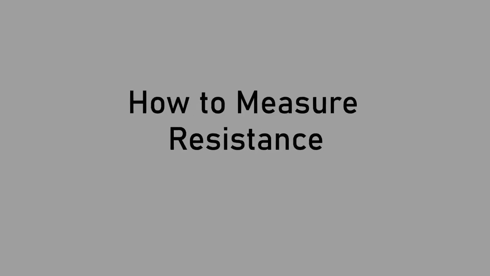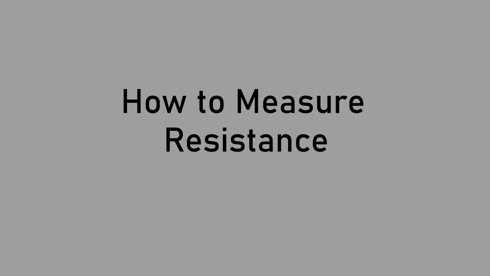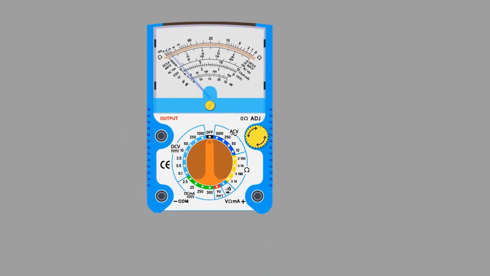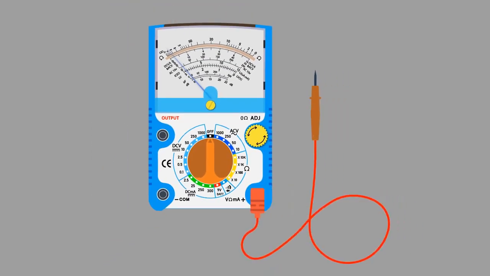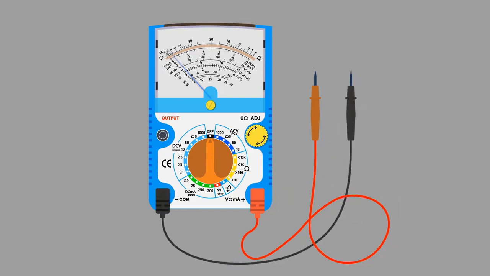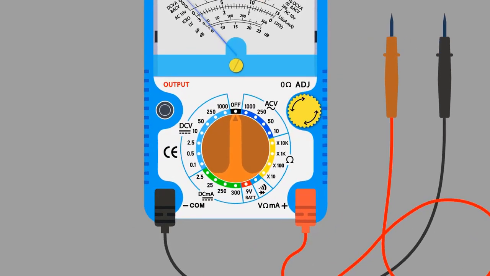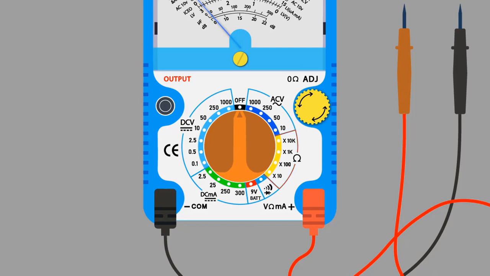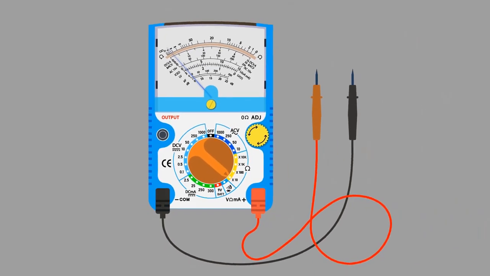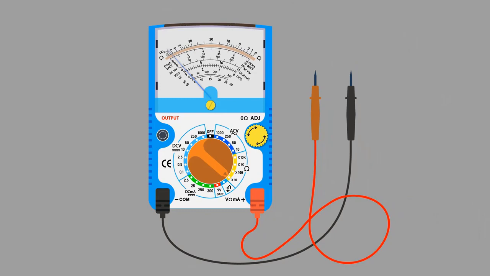How to measure resistance with the help of an analog multimeter. Take a multimeter. Connect the red probe with the ohmic port. Connect the black probe with the common port. The blinking line shows the ohmic section. The arrow shows the measuring range of resistance. Select the X10 range. It's time to calibrate the multimeter.